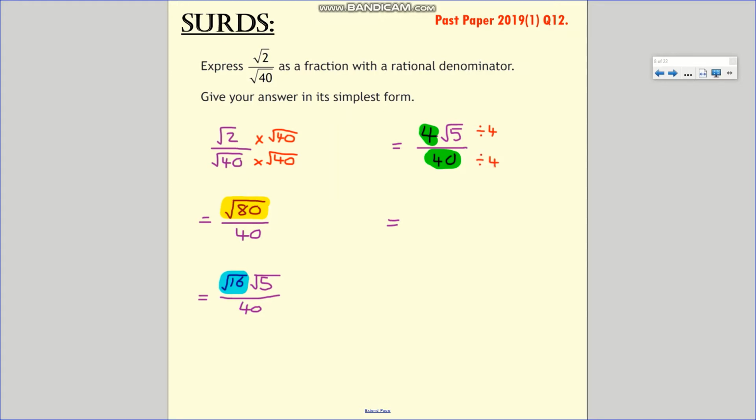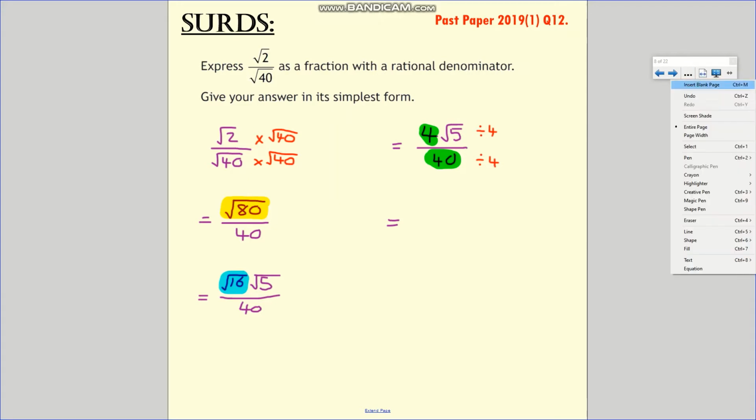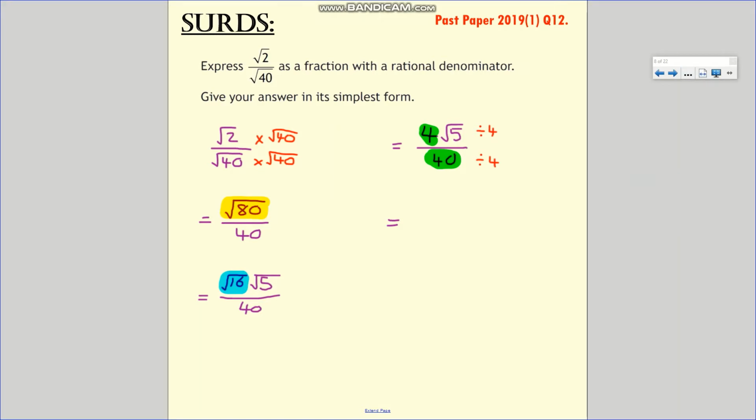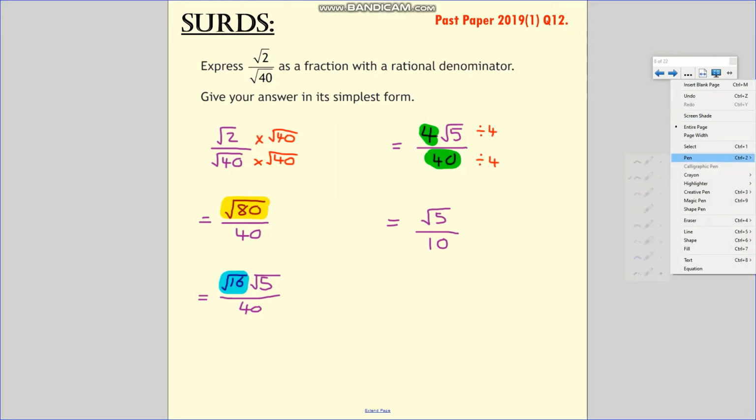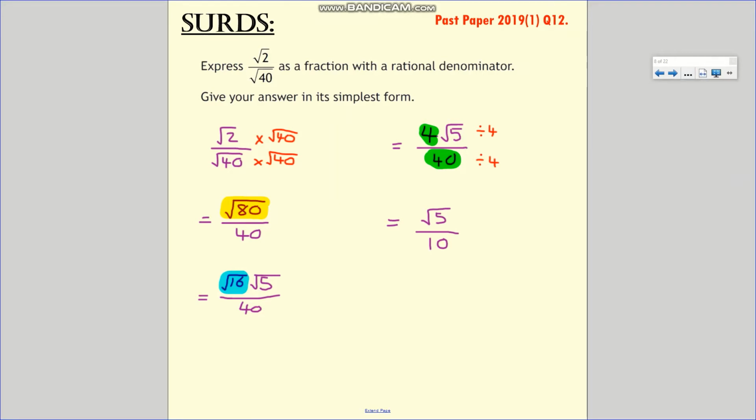Remember, whatever you do on the top of a fraction, you must do the same on the bottom of the fraction. Otherwise, your fraction becomes imbalanced. It's no longer equivalent. In this case, I've got 1 root 5 on the top, which I'm just going to write as root 5, and then I've got 10 groups of 4 on the bottom. And again, that's my final answer. That is how you rationalize a fraction.